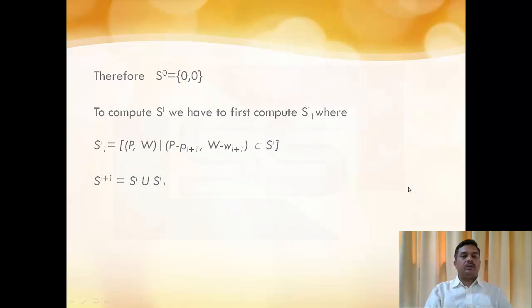S to the power 0 equals (0, 0). And to compute S to the power i, we have to first compute S to the power i1, where S i1 is a pair (P, W).